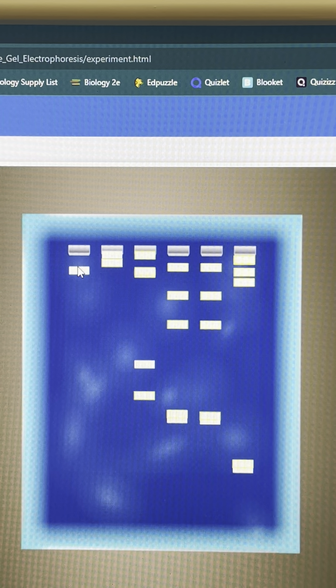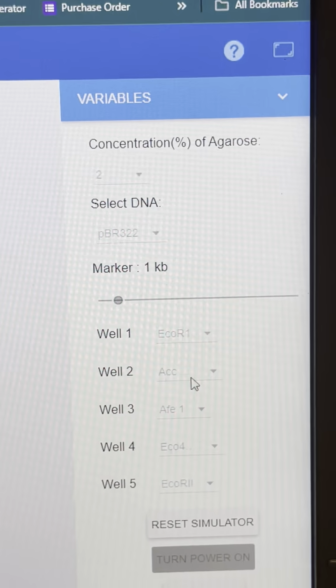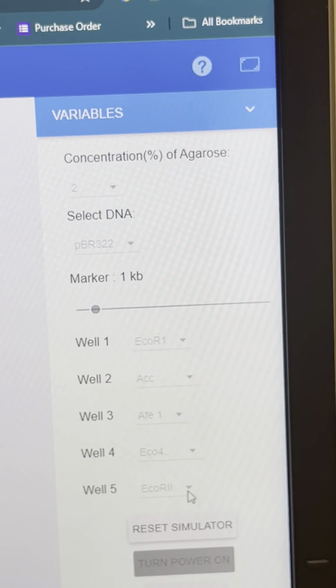All right, next, which sample contained DNA of 1000 base pairs? Well, for that, I'm going to look at the reference. This is 1000 base pairs, and if I look, I have 1000 base pairs here in well 2, which was the ACC one. And then if I continue, I also have 1000 base pairs in well 5, which was eco RI. What I'm looking at is this section here. ACC was in well 2 and well 5 was eco RI.